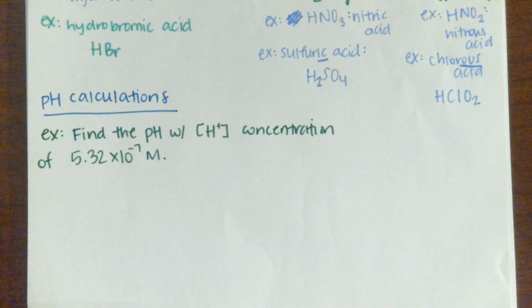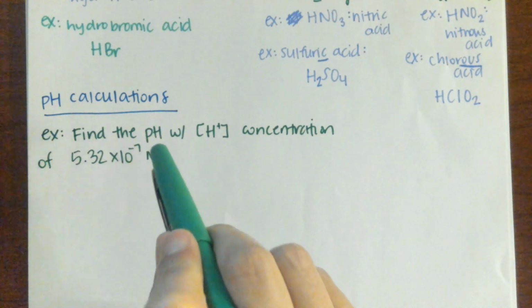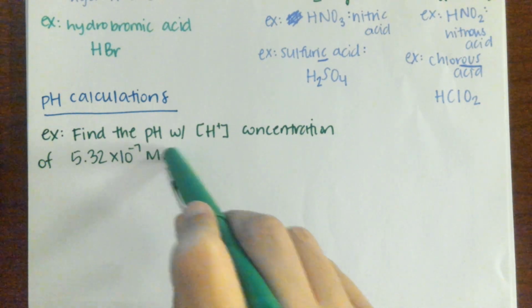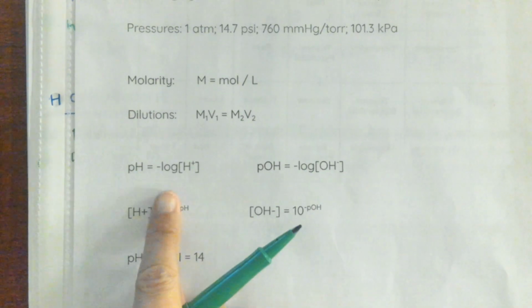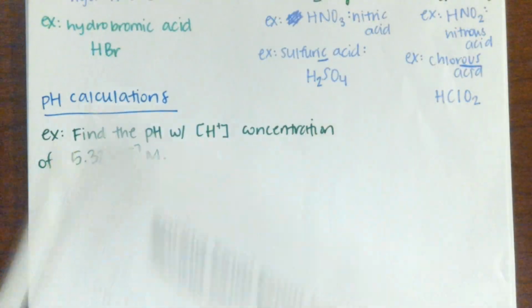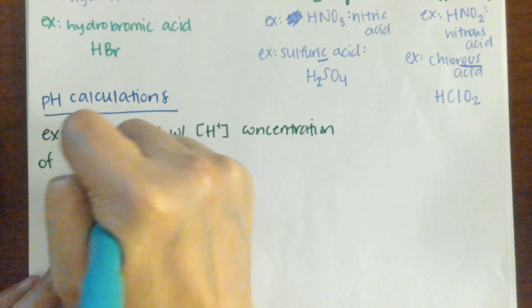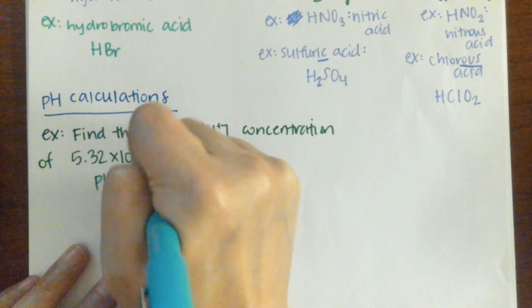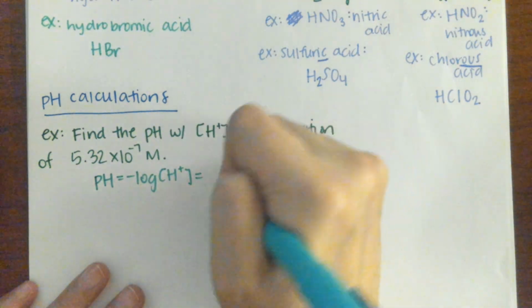Alright, find the pH with the H concentration of 5.32 times 10 to the negative 7. Okay, so when you read a question like this, you're trying to find pH and you have H. Which formula has pH and H in it? It would have to be this one. So I'm going to use pH equals negative log of H. So we just simply plug that in.